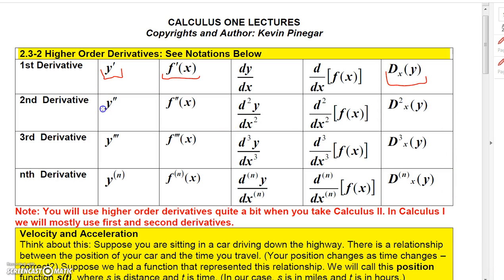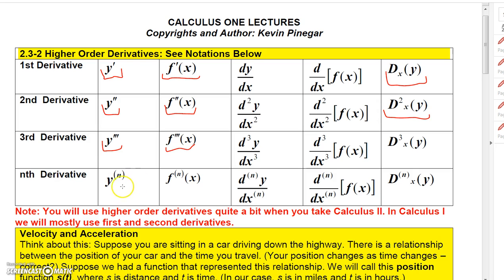The second derivative, you use y double prime, f double prime, d squared y over dx squared, or d squared f of x over dx squared, and then capital D squared with respect to x of your function for differential equations. And then for the third derivative, y triple prime or f triple prime, and here you just change these numbers to 3 for the third derivative, and then over here change this number to 3 for the third derivative.